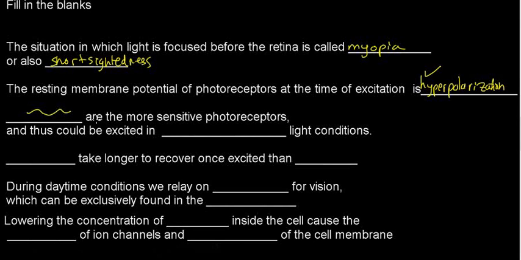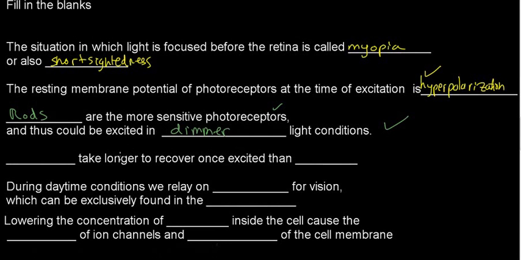Let's see. Something are more sensitive photoreceptors. So we know this could be either cones or rods, and thus could be excited in something light conditions. So what are the more sensitive photoreceptors? We know that these are the rods because they need less light to be excited. So I'll write rods. Rods are the more sensitive photoreceptors. I agree with this statement. And thus could be excited in something light conditions. So if they're more sensitive, you can say dimmer light conditions. Or if you don't like dimmer, you can say lower light conditions or less intense light conditions. So this is really the same thing.